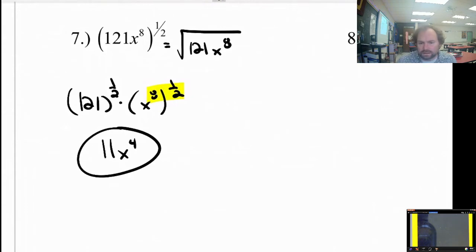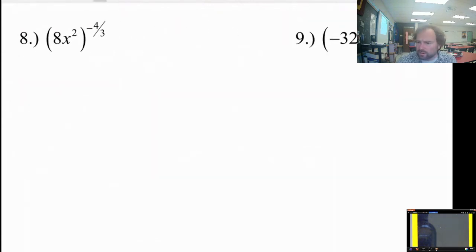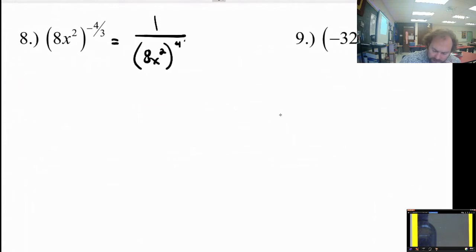Number 8. Again, here, see we have the number on top, number on bottom, and it's negative. Let's deal with the negative first. I feel like it's a good idea to get that negative out of there. Let's put 8x squared on the bottom. We'll raise it to the positive 4/3 power, like this.